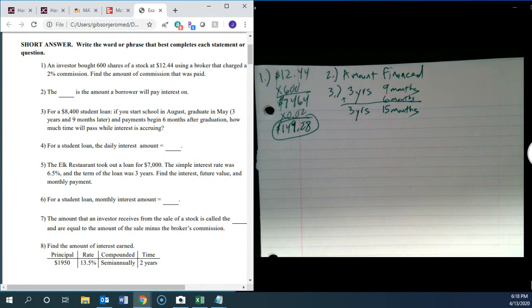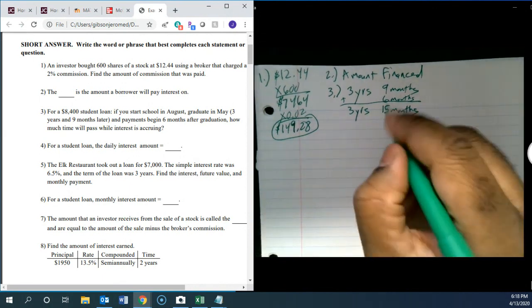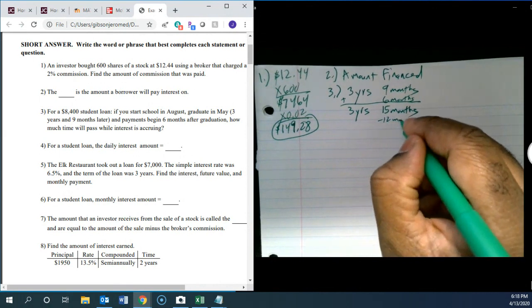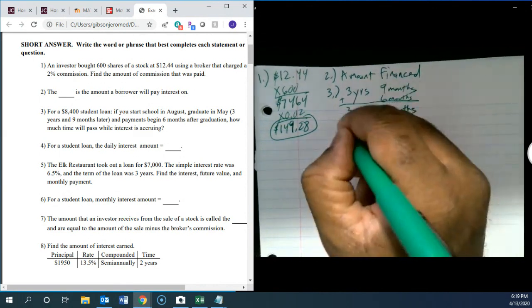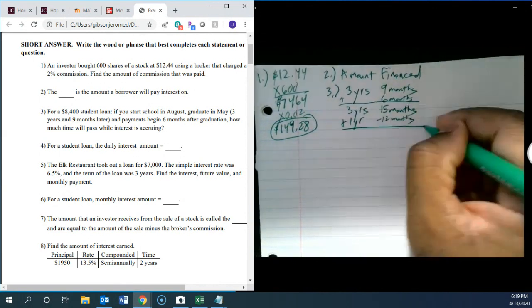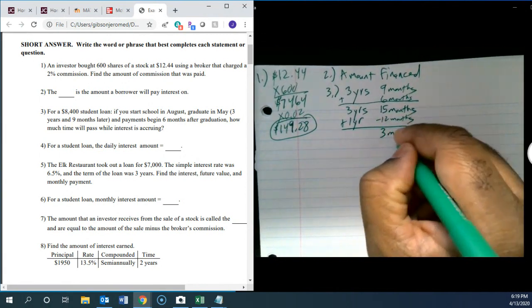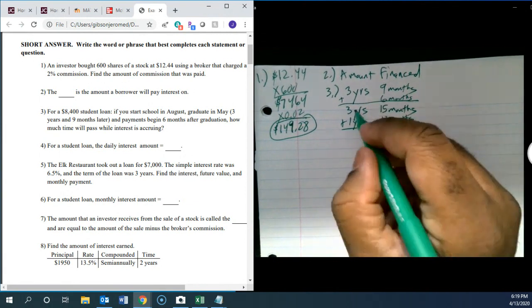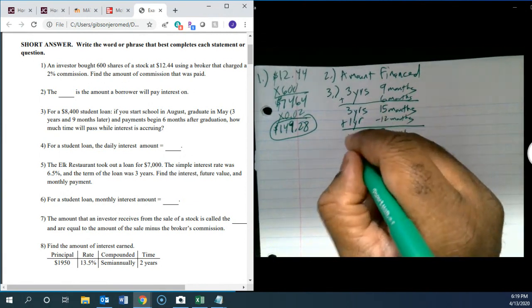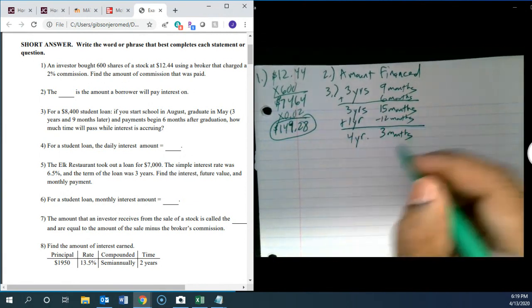Now, first of all, we know that there are 12 months in a year. So we can subtract 12 months here, and we will add 1 year here, because we're taking 12 from here. This will leave 3 months. And then we will add a year here, so this will leave you 4 years, 3 months.